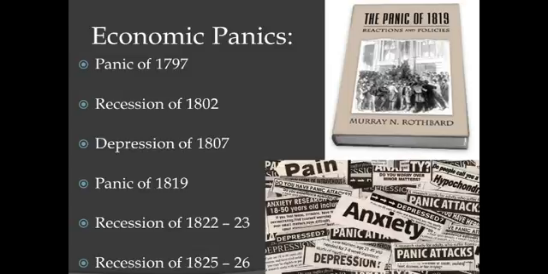So some economic panics. Now, we had a panic in 1797. We had the recession of 1802. We learned about the Depression of 1807 specifically because that was as a result of the Embargo Act of 1807. So that was a problem. We're going to learn about the Panic of 1819. And then there were also a couple of recessions that I just want to mention to you. The recession of 1822 to 23 and the recession of 1825 to 26.